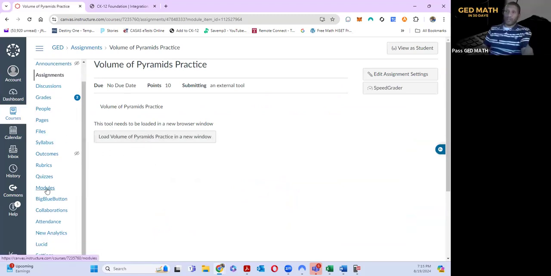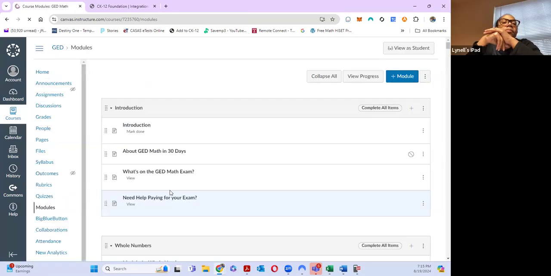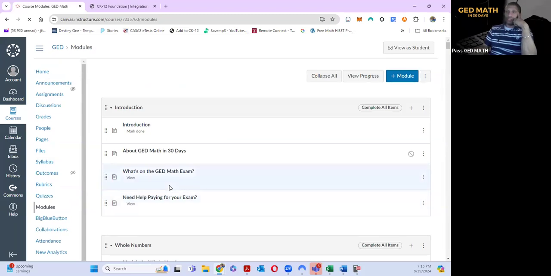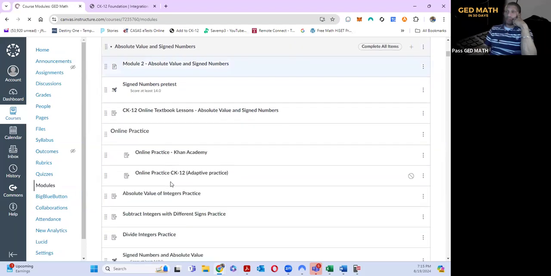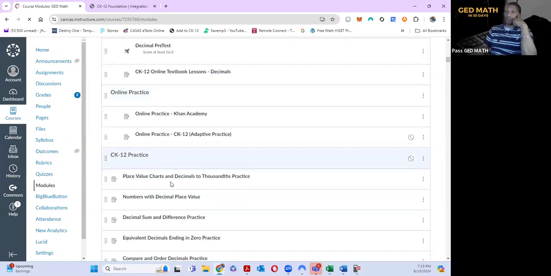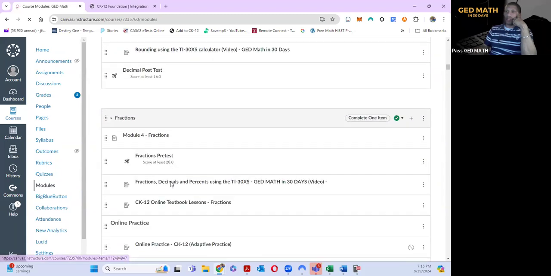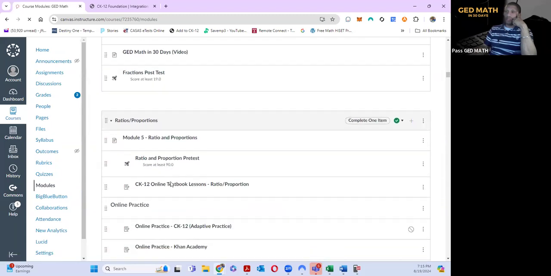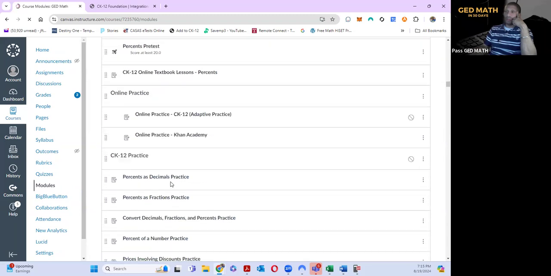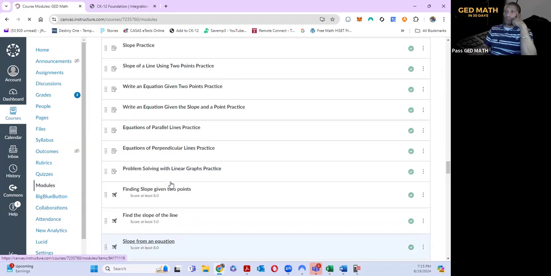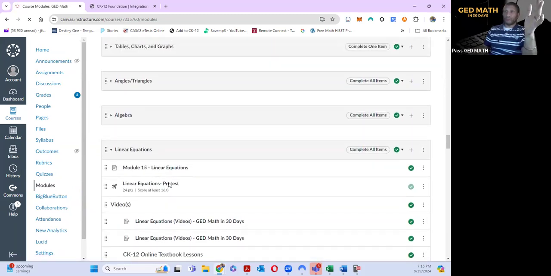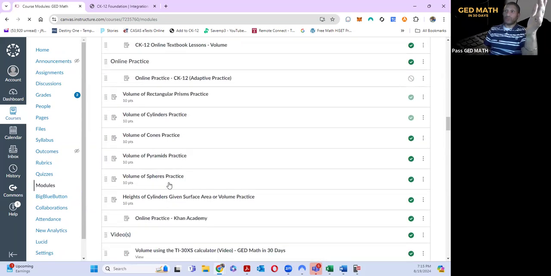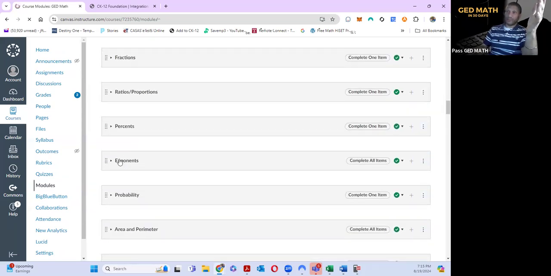Again, how do you get there? Go to modules. So if you're not comfortable going to that pages, go to your modules. And this is the order you can work in if you want. Whole numbers, absolute value, signed numbers, decimals, fractions, ratio and proportions, percents. Now, those are the foundation areas you should know. Okay. Then you move into the other concepts and exponents too.